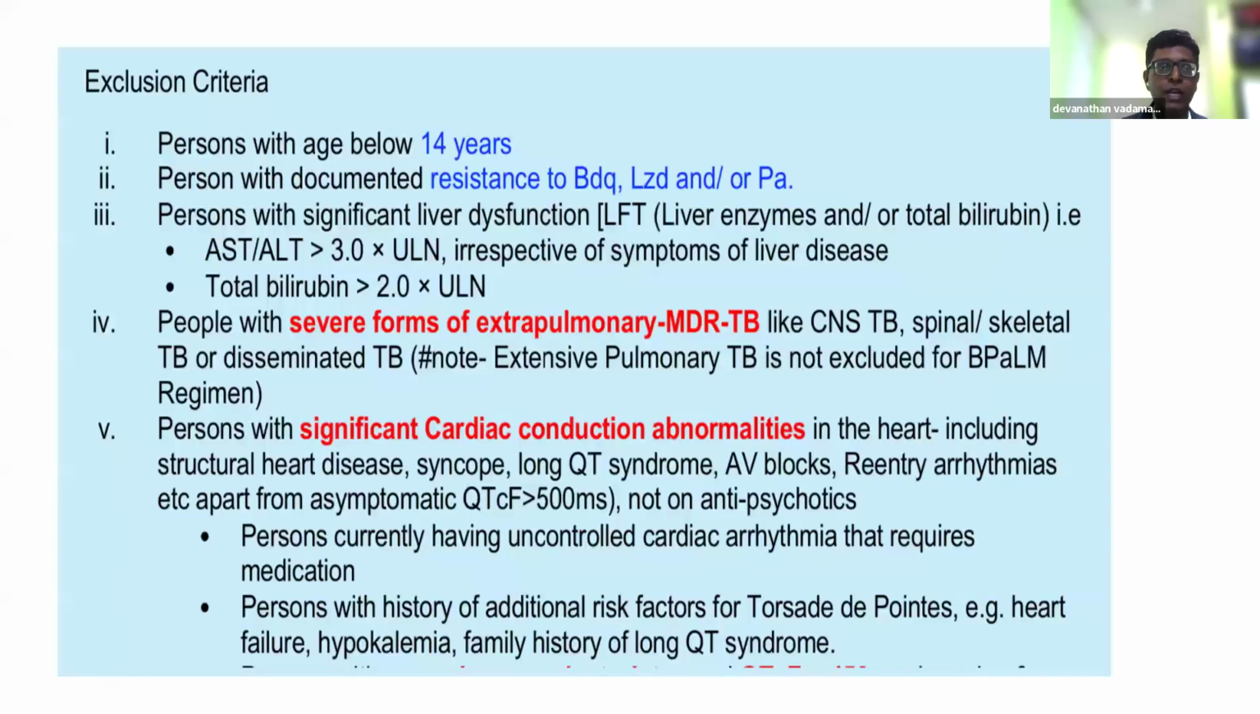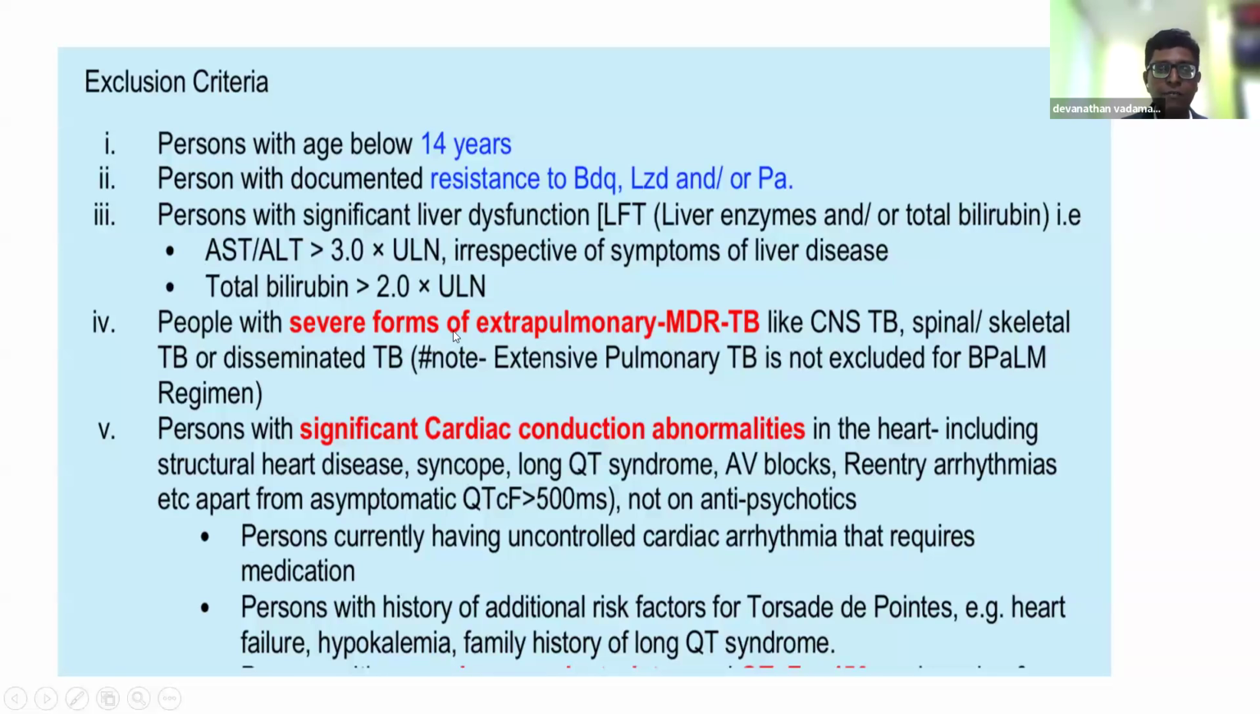So we'll go to the exclusion criteria. In which patients can we not give this regimen? If the patient is less than 14 years, we cannot give this regimen. If the patient has resistance to any one drug, either bedaquiline, linezolid, or pretomanid, we cannot give this regimen. If any of these three drugs has a documented resistance, we cannot give it. If the liver function test is abnormal, we cannot give this regimen.